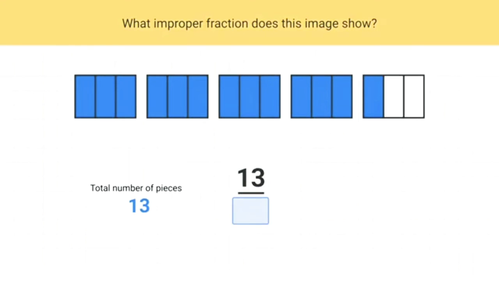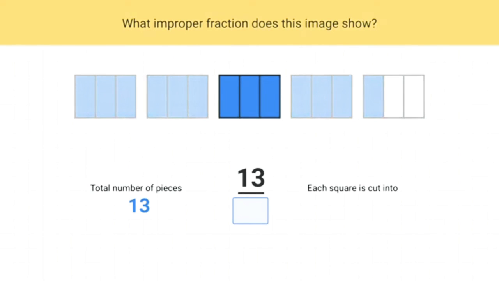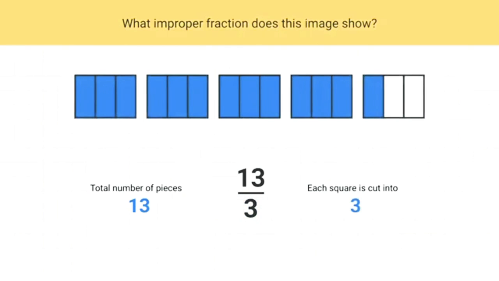Then our denominator is going to be how many parts are in one whole. How many parts does it take to make just one square? We can see that one square is made up of 1, 2, 3 parts. So our denominator is 3. We can use the improper fraction 13/3 to describe this image.